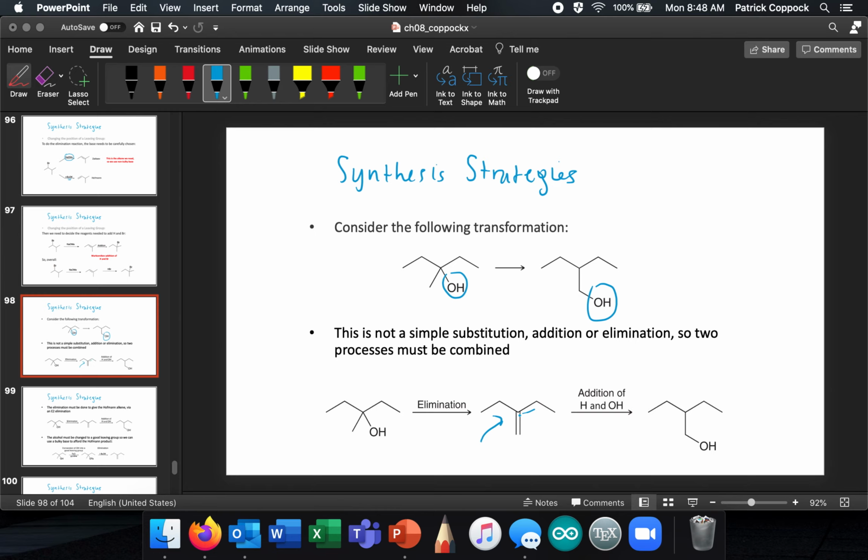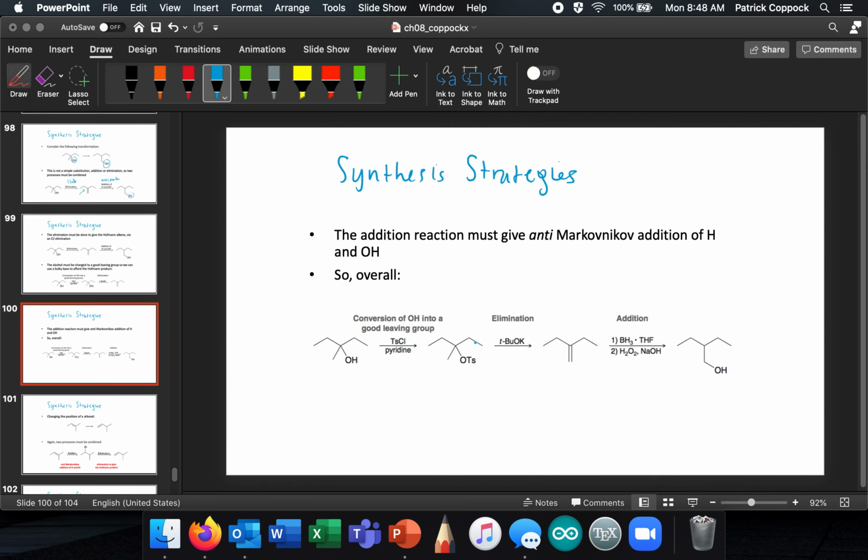And then we have to add an anti-Markovnikov, right? Because if you add an H2O across here, that's the more substituted position. That would be the Markovnikov addition, right? So we have to do anti-Markovnikov, and that would be over here. So we do the Hofmann elimination, and then we do the anti-Markovnikov. Remember how to do the anti-Markovnikov addition?